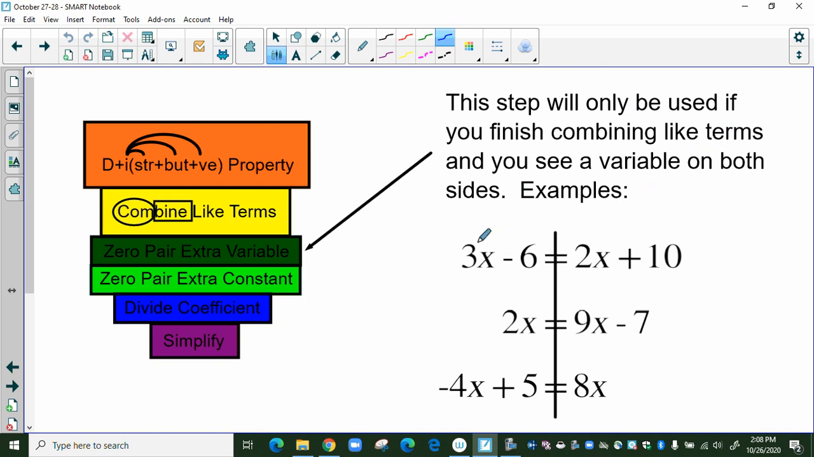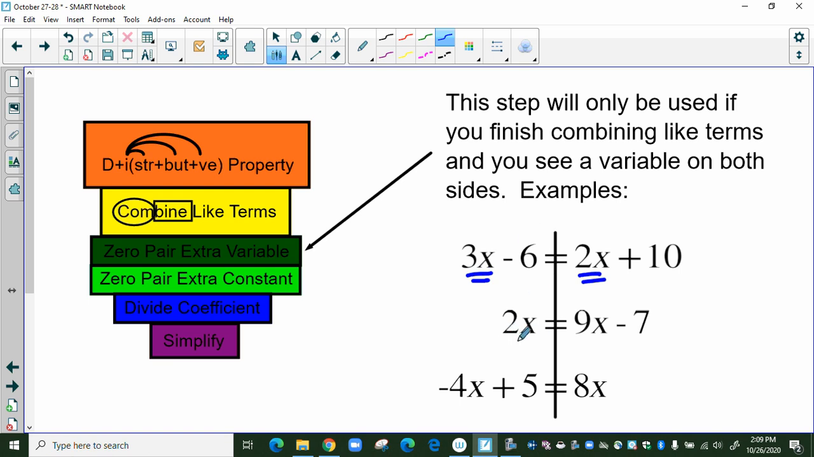This step will only be used if you finish combining like terms and you see a variable on both sides. So for example, here's a variable, but then there's also an x on the other side of the equation. And remember, I can't add 3x and 2x. I can't combine like terms because I have the line going through the equal sign, and you can't take things from one side and something from the other side and add those together. You just can't do that. Remember, you can't cross that line.